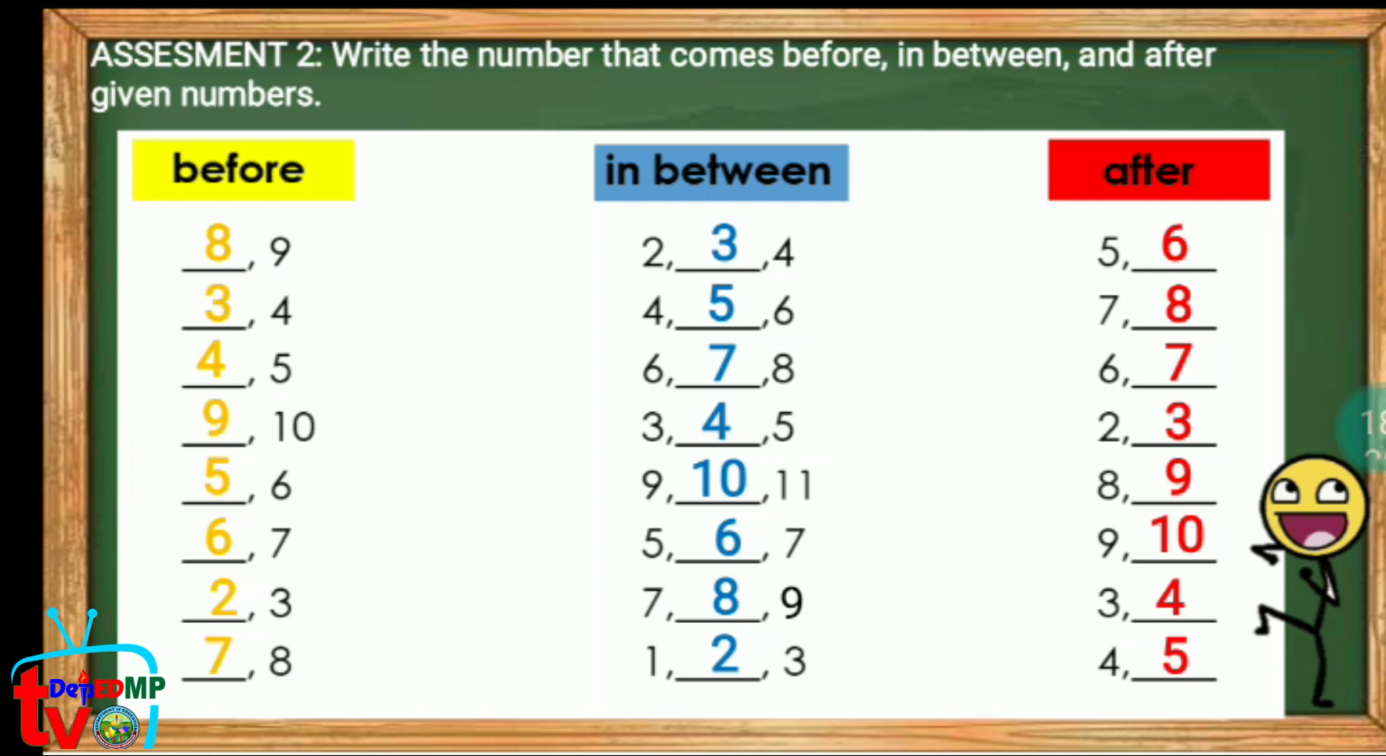Numbers after. 6 comes after 5. 8 comes after 7. 7 comes after 6. 3 comes after 2. 9 comes after 8. 10 comes after 9. 4 comes after 3. 5 comes after 4.